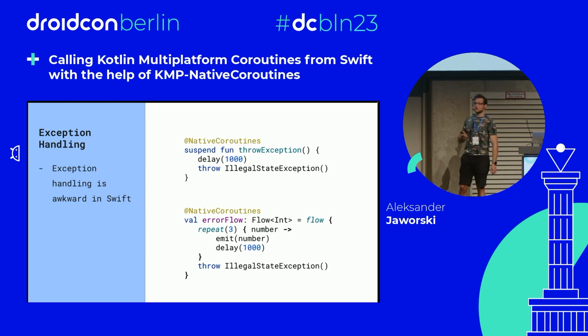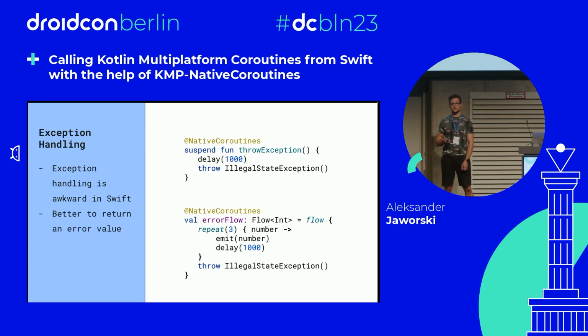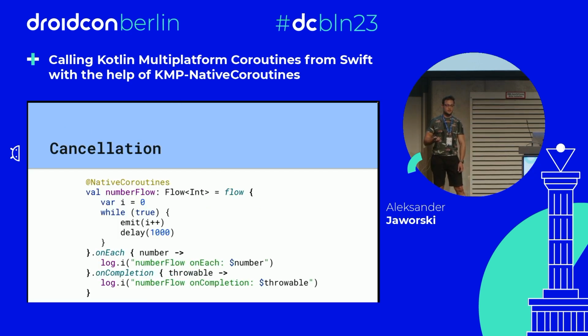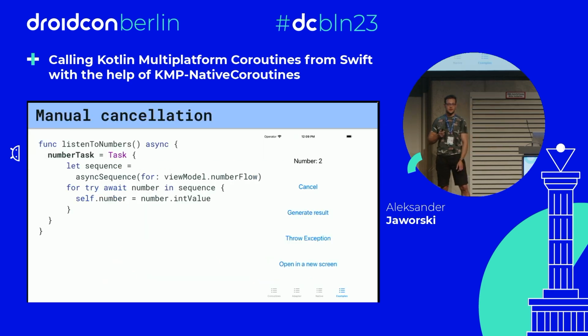OK, so the exception handling is a little bit awkward. Not sure if it can be used for any conditions, retries, etc. It would be just better to return an enum, a sealed class, whatever a representation of an error might be, maybe even a null. So for cancellations, we will again use the number flow, which produces a value and just increments it every 1 second. And additionally, there are logs for every time the number increases and when the flow stops completing. So this way, we will know from Swift if the flow is being listened to or if it has been completed.